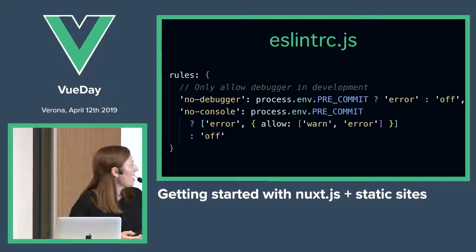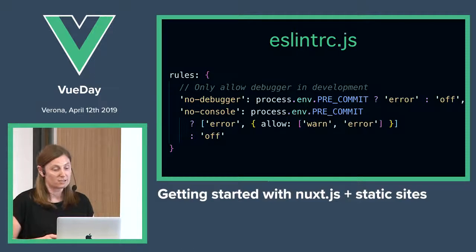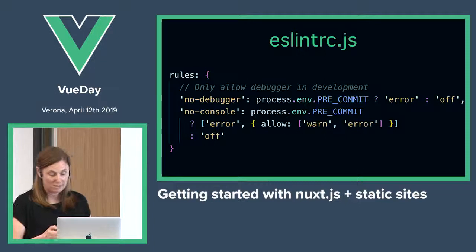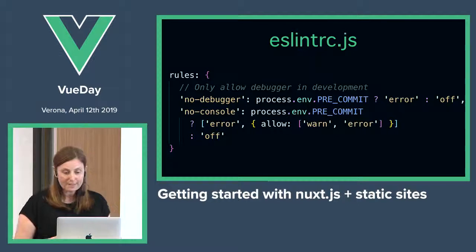Okay, so you put it in, and on the pre-commit it checks. If you've got a console log in there, you basically cannot make a commit. And I think that's really, really important because it stopped a lot of errors.